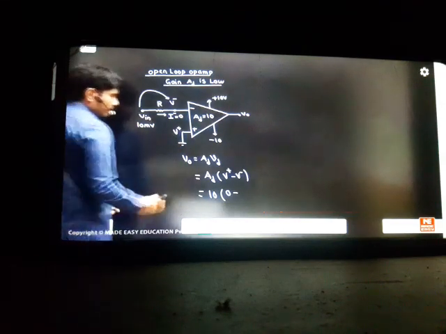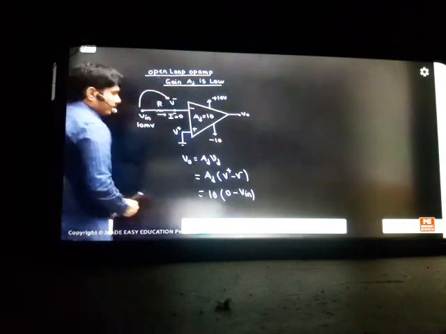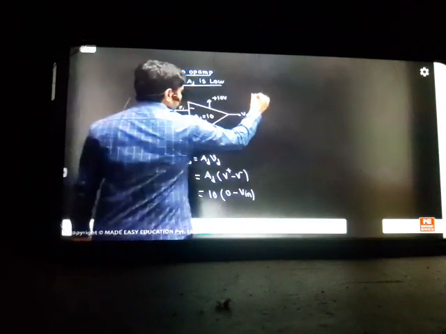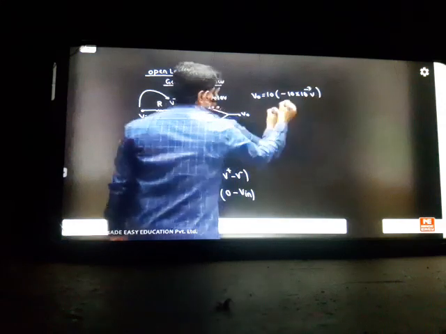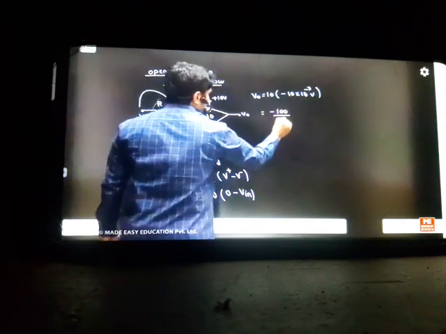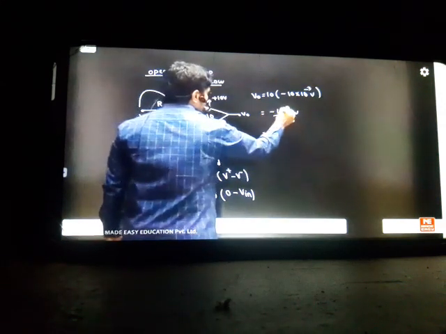Here V plus is 0, so you can write 0 minus VIN, your input. V minus is equal to VN. So the output is equal to 10 into minus of VN, which is 10 millivolts. So it is minus 100 divided by 1000 volts, so 100 by 1000 is 1 by 10. So minus 0.1 volt. This is the answer I got.